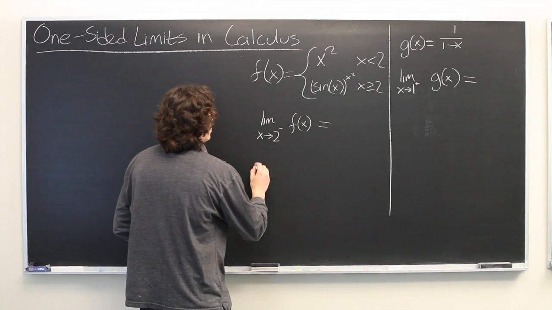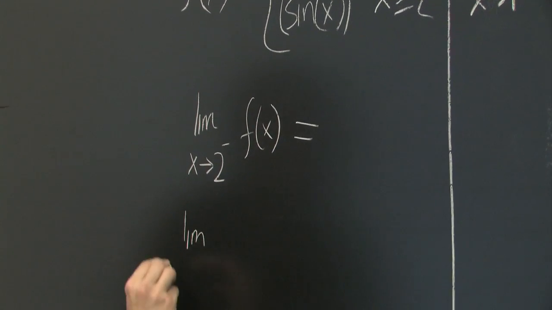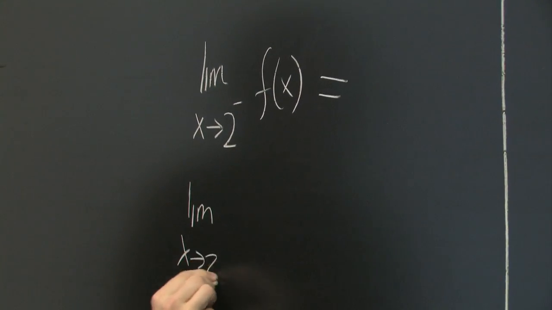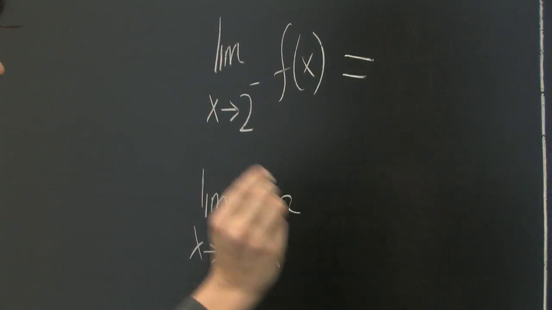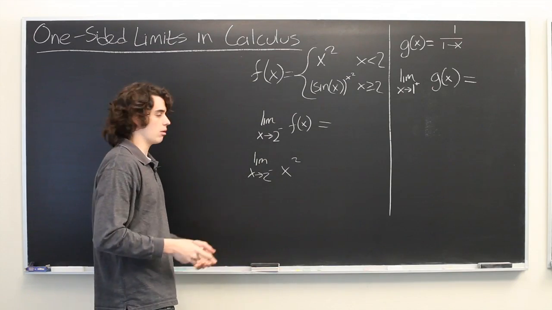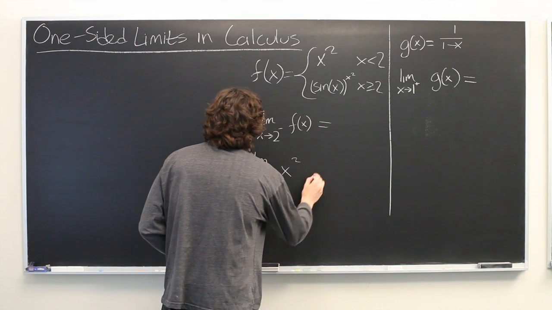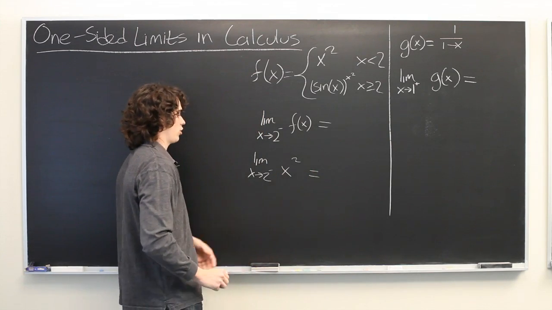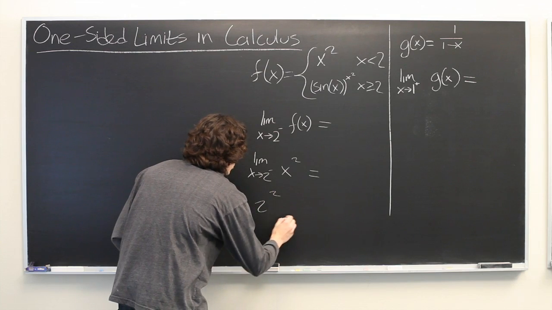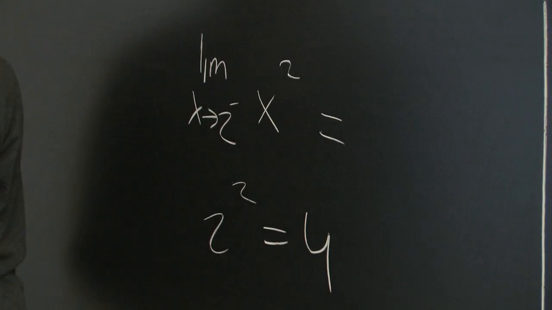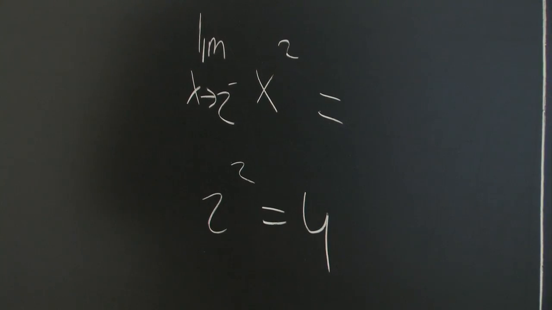So this is equivalent to the limit as x approaches 2 from the left of just x squared. Well, this is easy to compute. We can simply plug in 2 for x squared and see what we get. 2 squared equals 4. Easy enough.